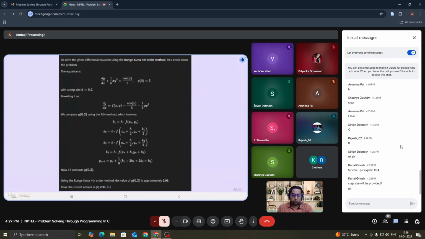It is just a numerical method. The only thing you have to remember are these four expressions k1, k2, k3, k4, and then the final expression of y n plus 1. Okay. Any more doubts? Or is it clear? Not clear?